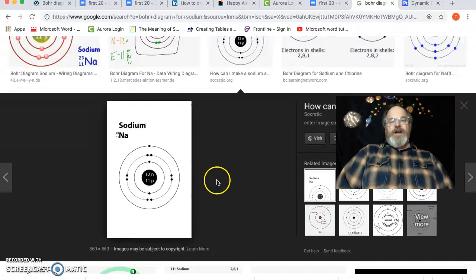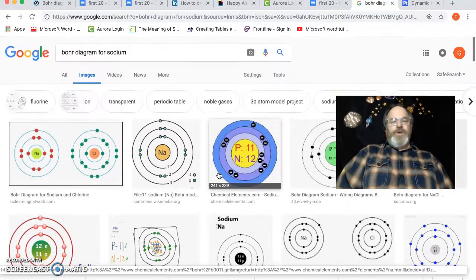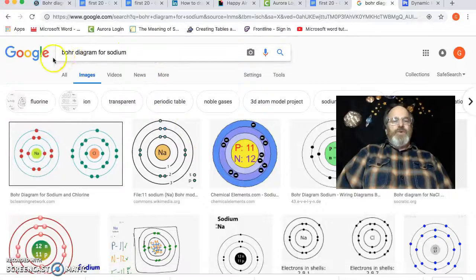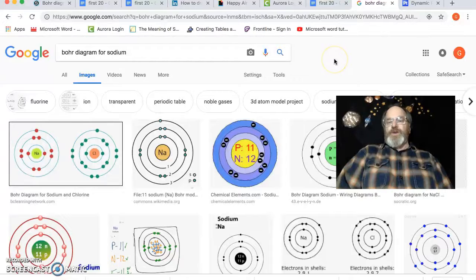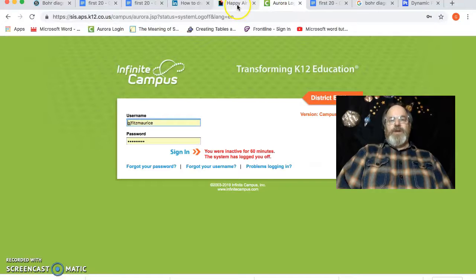There's 11 protons, so there's 11 electrons. Hopefully you can get this done. I think once you start doing 1 or 2 of them, it'll be pretty straightforward. As you can see, there's numerous images you can search up on Google Images to find out how to do this. So feel free to use that as a web resource. Okay, I think that's about all we needed.